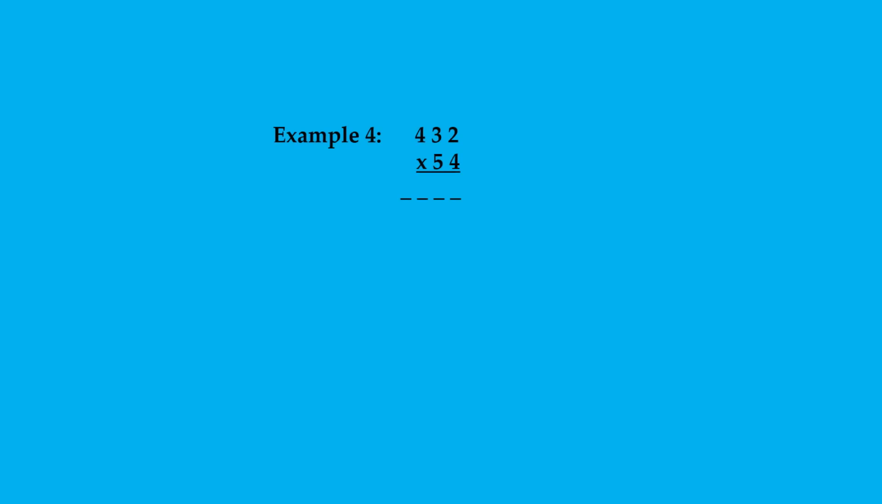So example 4. 4 times 2 is 8. Place 8 in the answer. Next, 4 times 3 is 12. 5 times 2 is 10. 12 plus 10 is 22. Write the 2 in the answer, regroup 2.